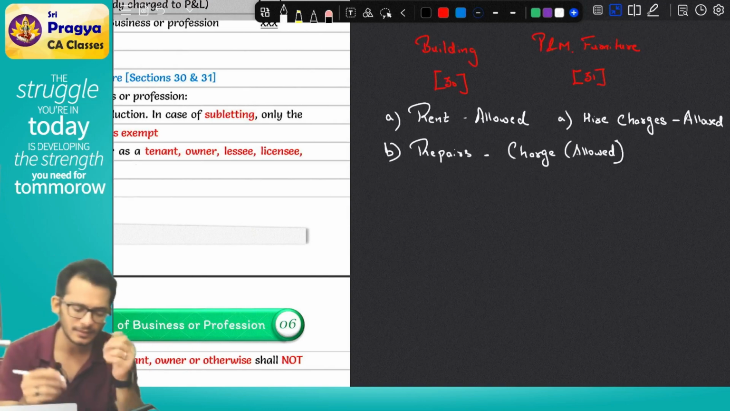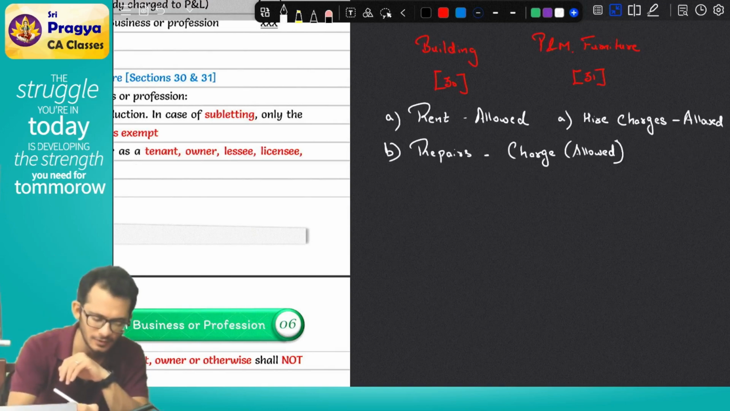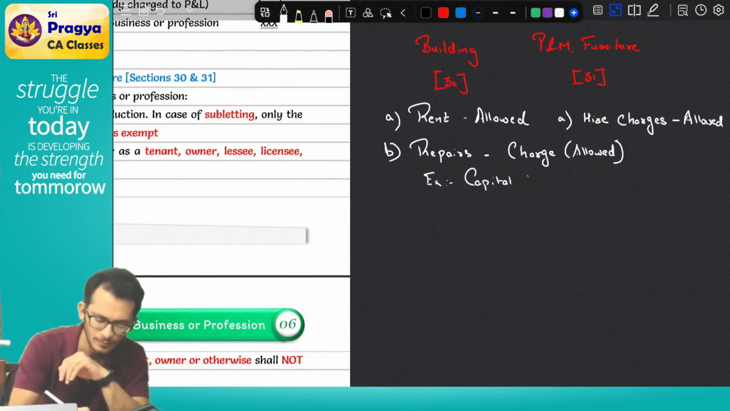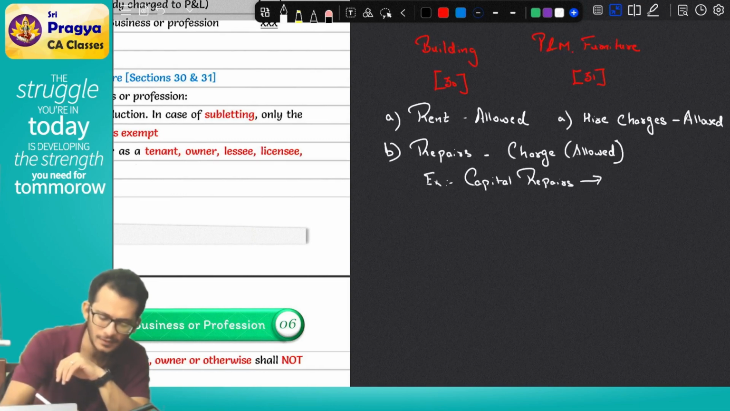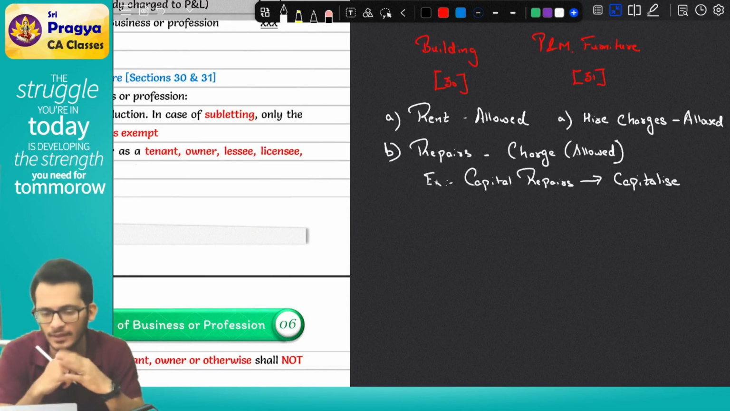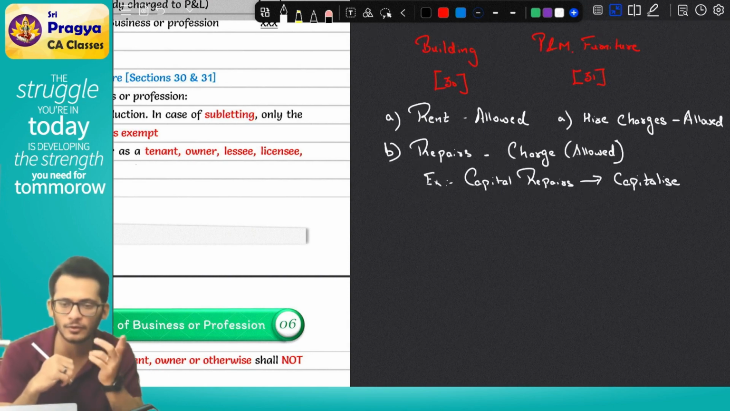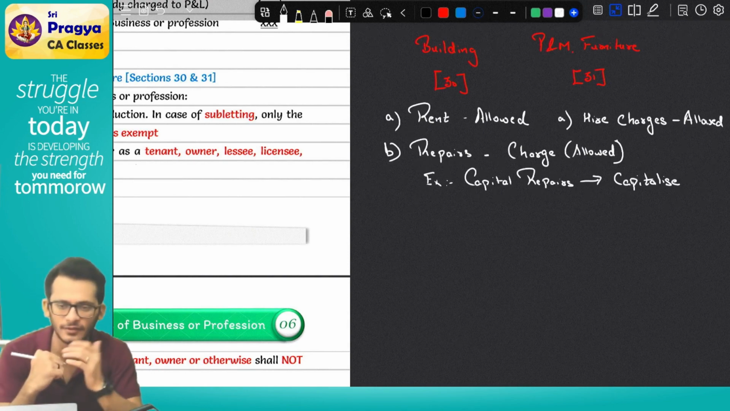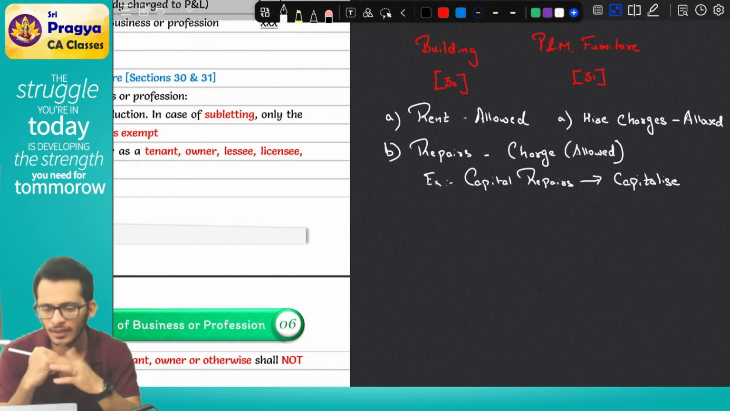Income tax is saying you also capitalize. So which means if it is capital repairs, you will capitalize, which means if it is there in the P&L, you will remove it from P&L and then you will add it to the cost of the asset. If it is not there, you will leave it there itself.